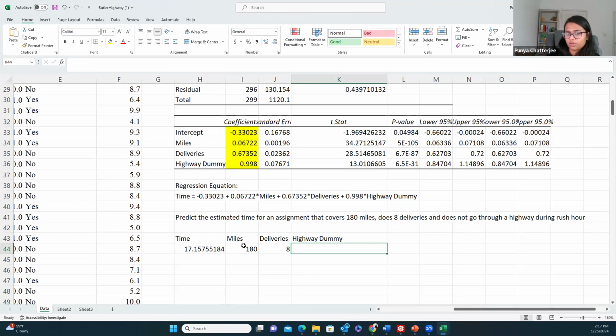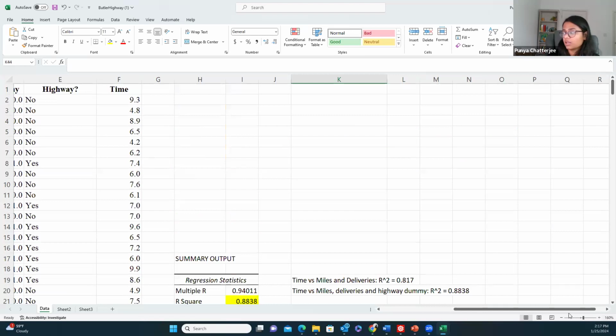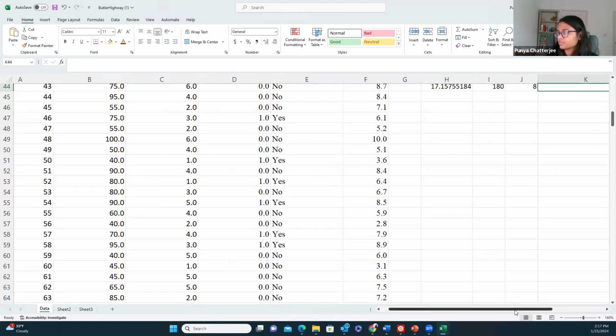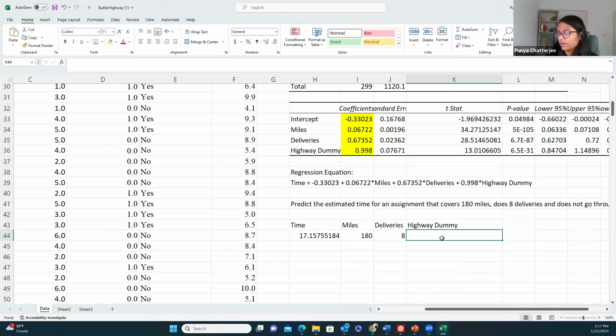Do we understand why we are putting 0? We're putting 0 because this assignment does not go through a highway. And how we coded it is that we said if it does not go through a highway, your dummy is 0. So the way you would code it is exactly the way you would predict it, right? They just have to be consistent. Okay. All right, so I'm gonna put 0. So that gives me 17.157.